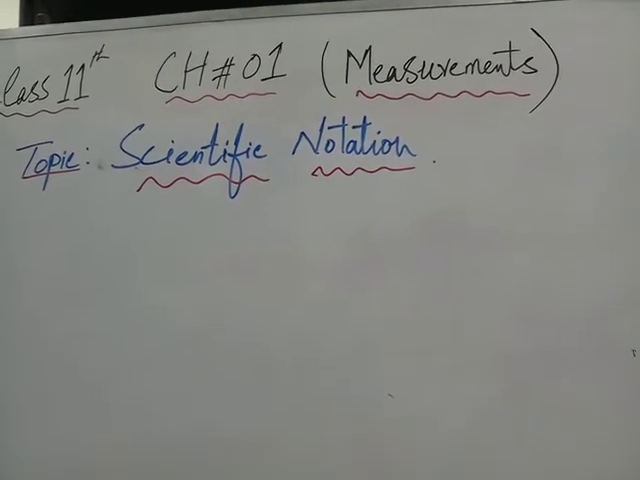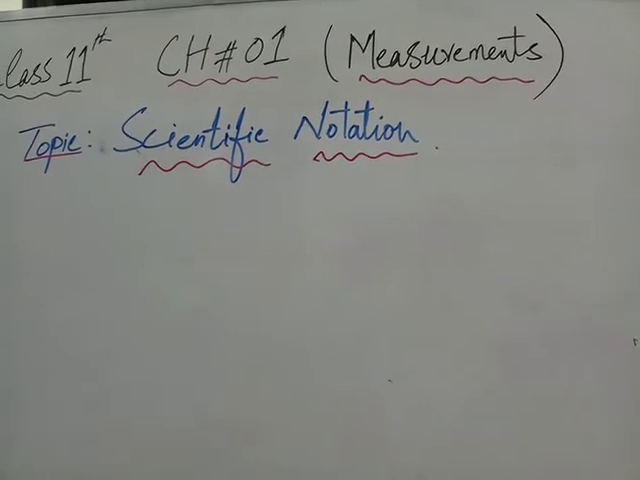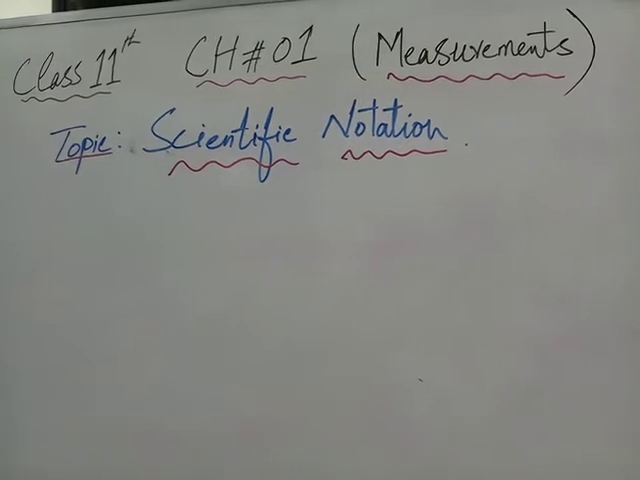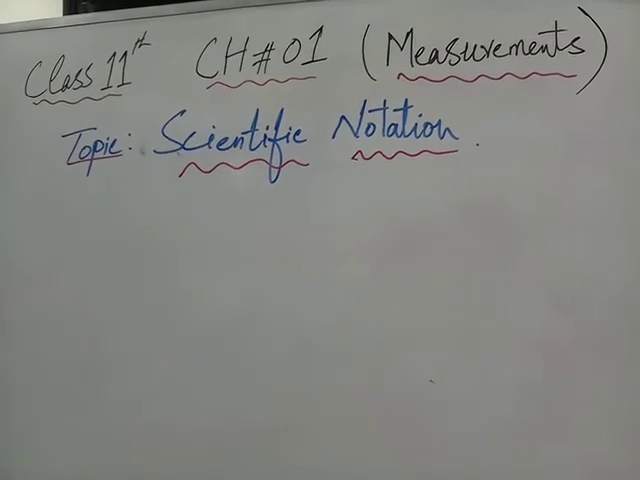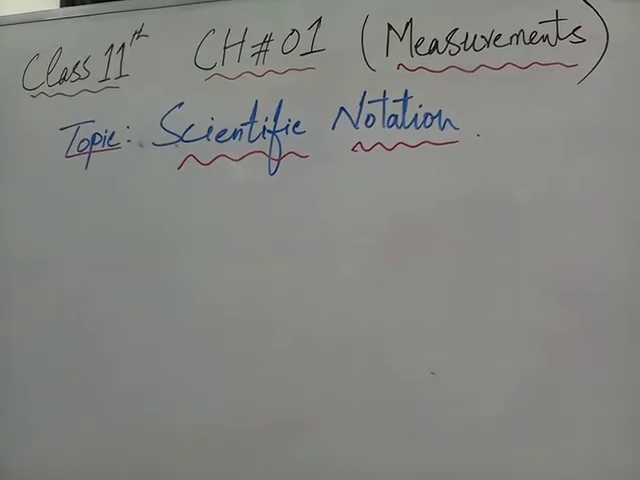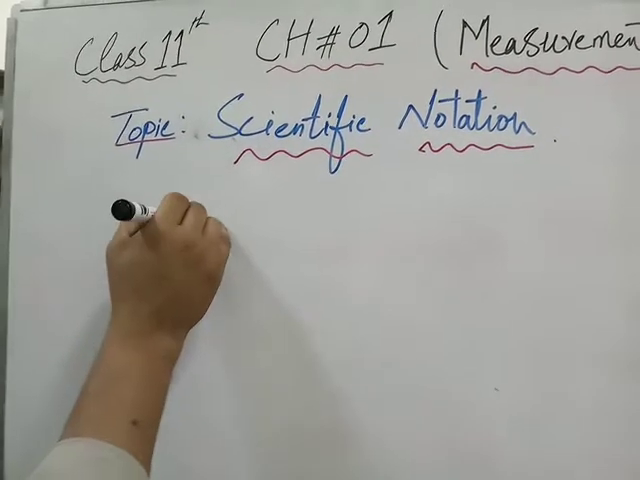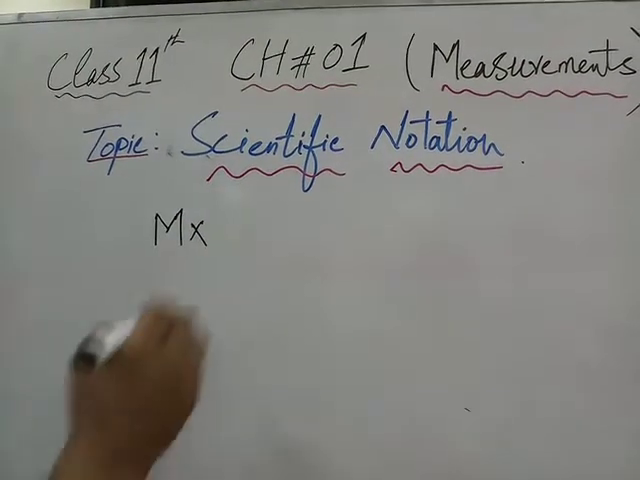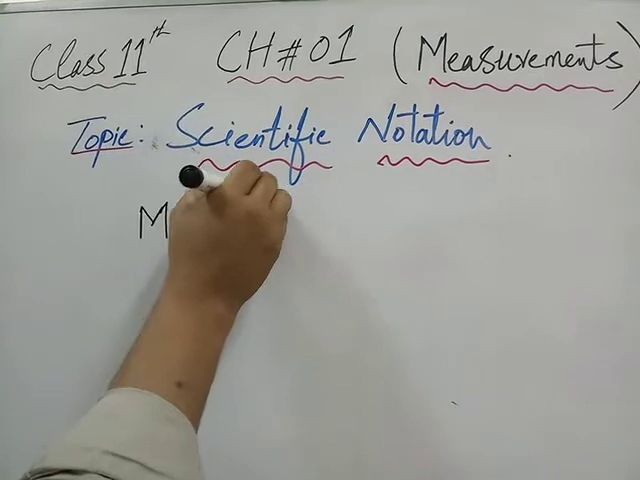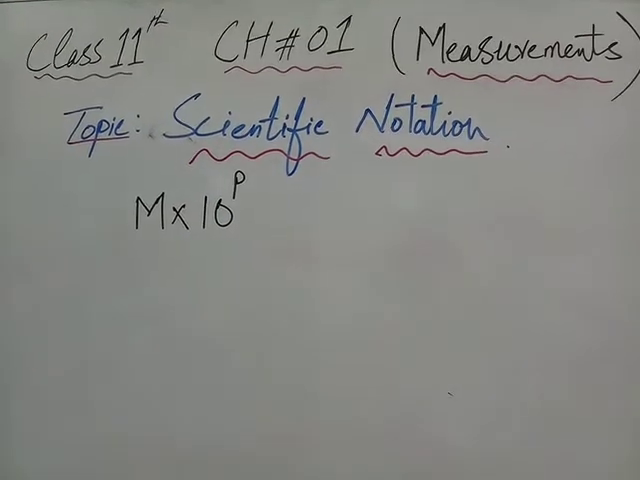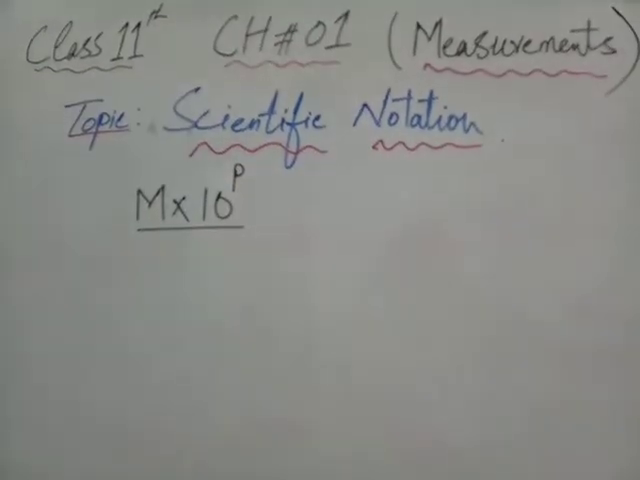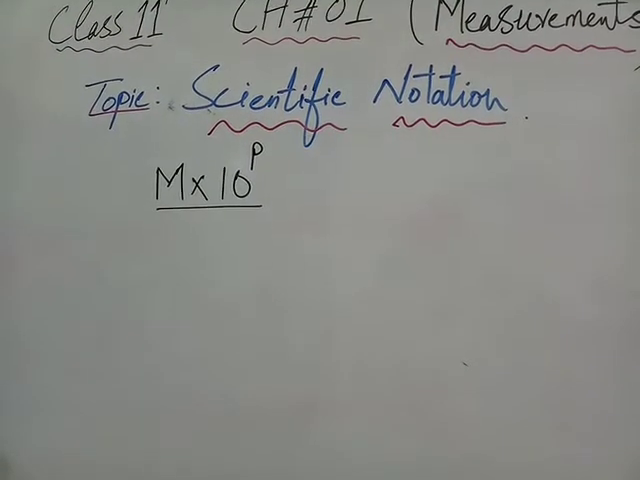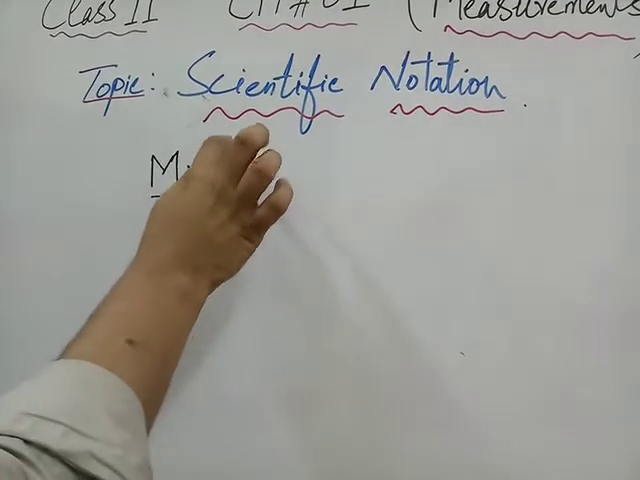So scientific notation: when we write any number in standard form, or in the power of 10, this is called the scientific notation. So what is the standard form? Let me write m is any number, and when we write this number in the power of 10, this is called the scientific notation. 10 has some power like 9, 6, 4 or minus 19.